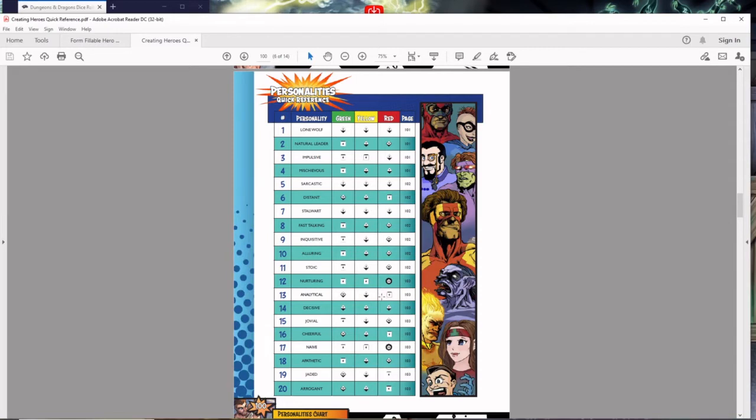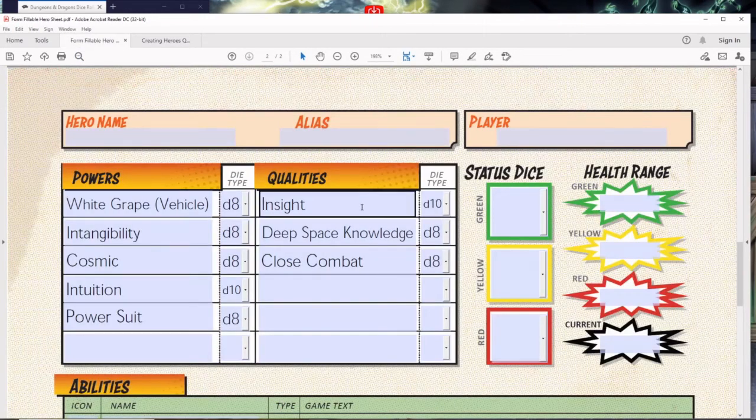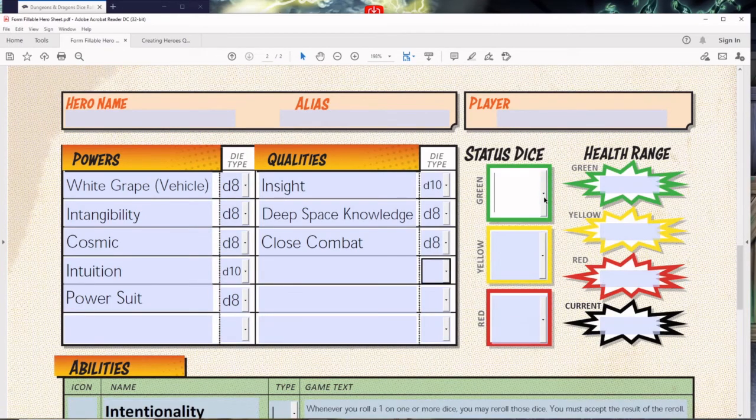Now, what personality gives us is a role-playing quality, which is always a D8, that we get to name ourselves. It gives us our status dice, as you can see. It gives us an out ability. It's a thing we can do when the character has been taken out, knocked unconscious, forced to flee, otherwise removed from the scene by damage, which is important. You do not die when you hit 0 health. You are out of the scene. Dying is one option, but that generally is not the only option.